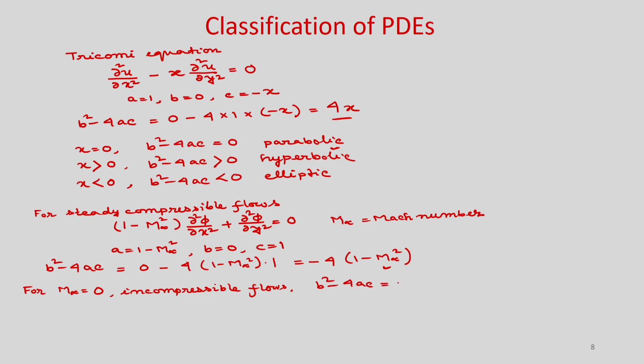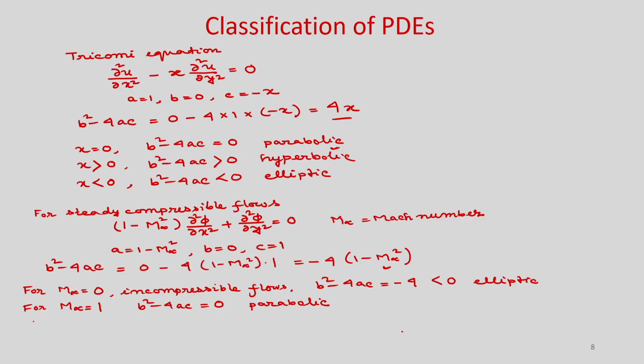So, if M∞ is 0, what will be b² minus 4ac? It will be minus 4, okay, which is less than 0, okay, less than 0. So, it will be elliptic in nature. Elliptic. Okay. And for M∞ equal to 1, M∞ is 1, then you will get b² minus 4ac is equal to 0. So, it will behave as parabolic.